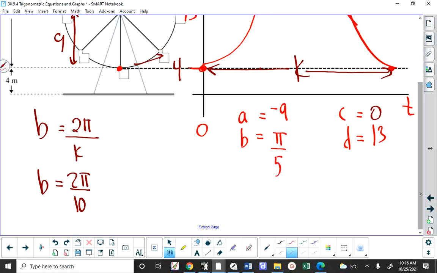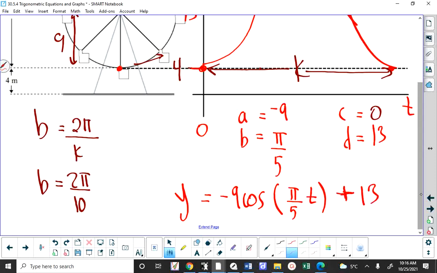So we're basically done. Here's the function. Y equals -9 cosine of B times x minus c, but c is 0, so we can just put x, which is actually time, plus 13. Just do one more thing with you. That's the answer.